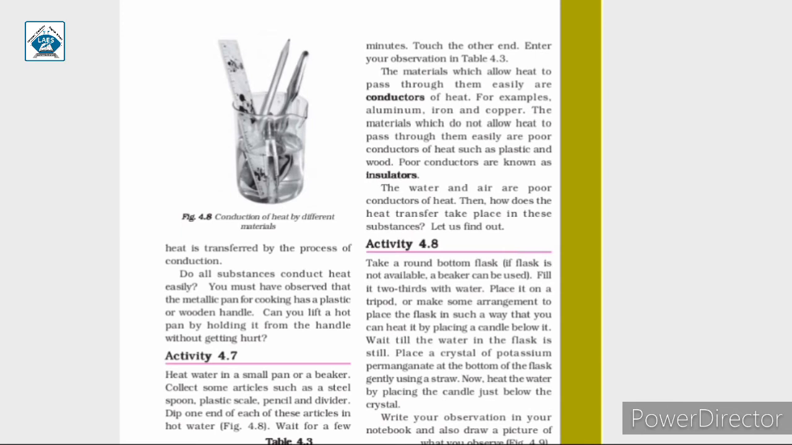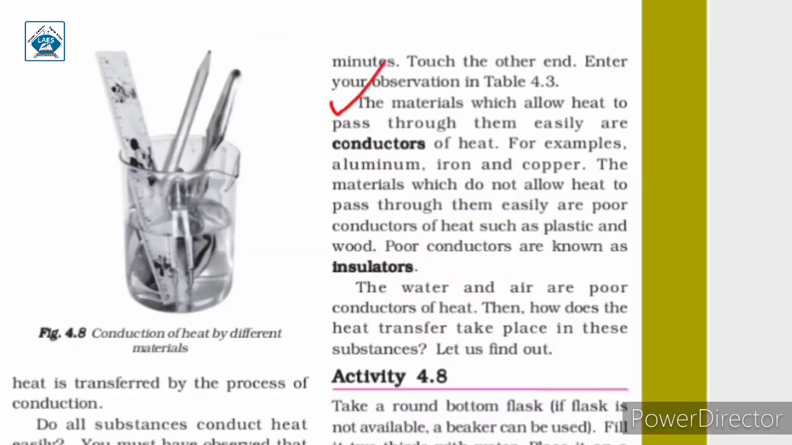In this activity, you have to fill hot water in a beaker, and in the beaker you have to dip one end of a steel spoon, a plastic scale, a pencil and a divider as shown in the figure. After a few minutes, touch the other end of each of these objects. You can observe that the steel spoon's other end gets hot while the other end of the pencil and the plastic scale does not. So, these objects can be classified as conductors and insulators.